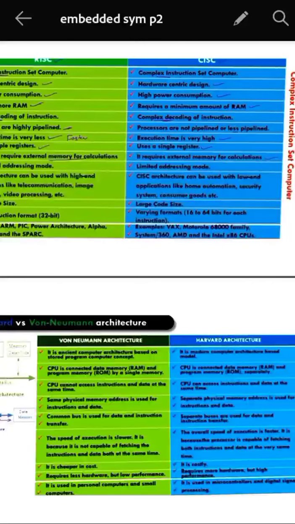These are all the differences between von Neumann architecture and Harvard architecture.